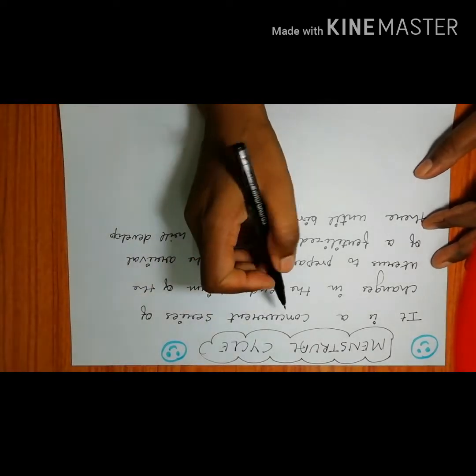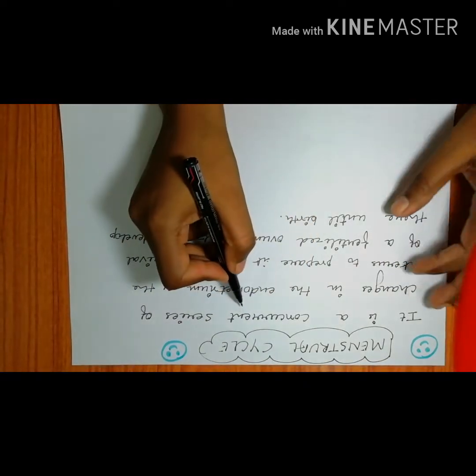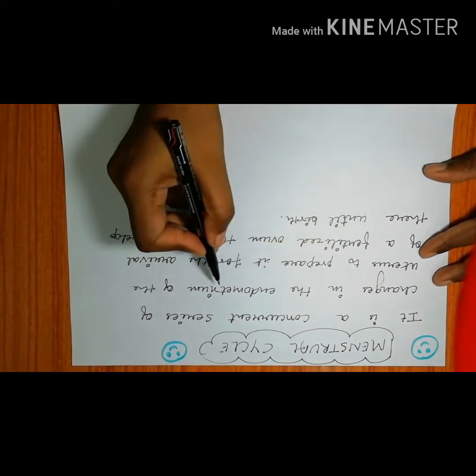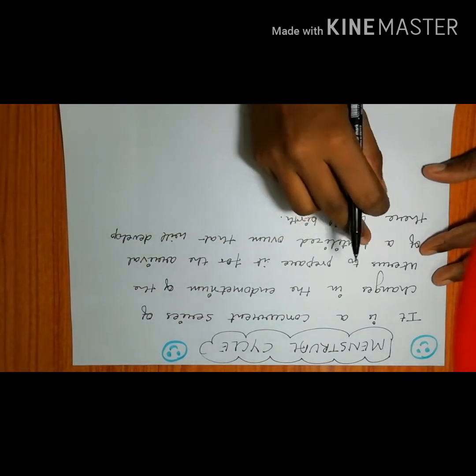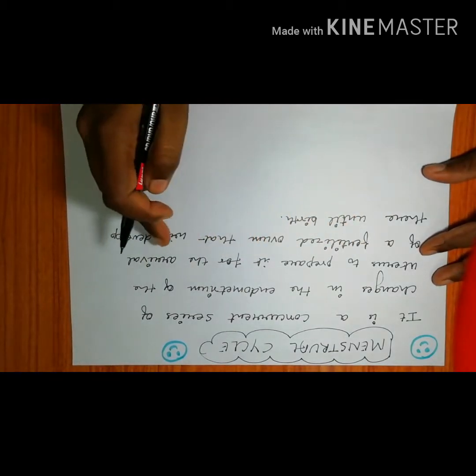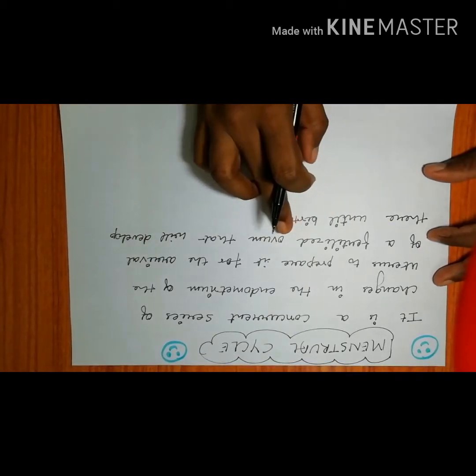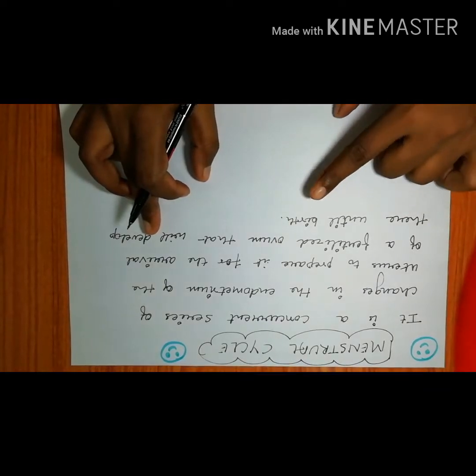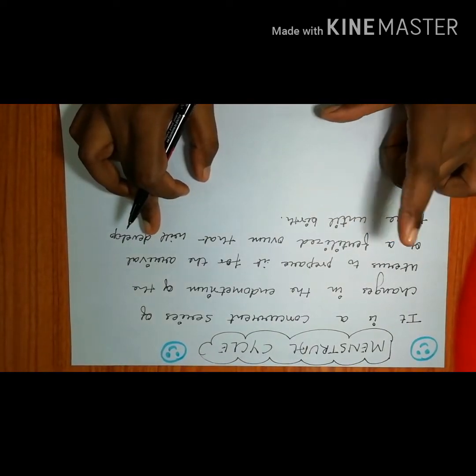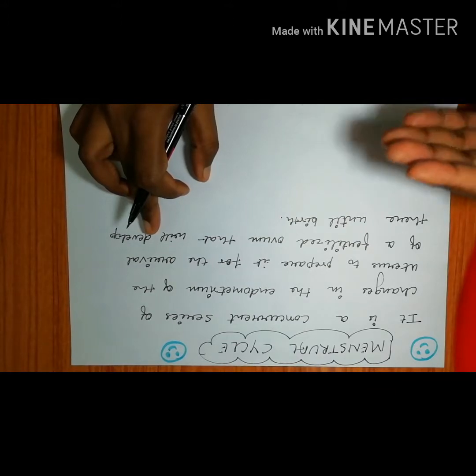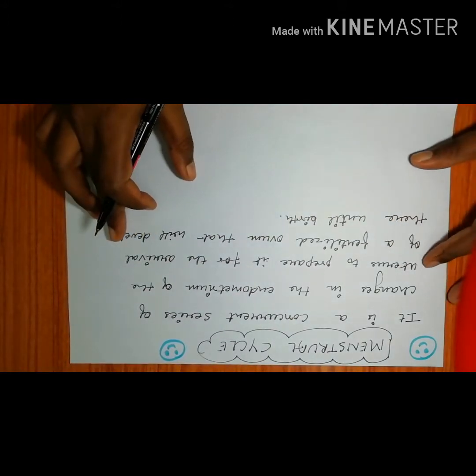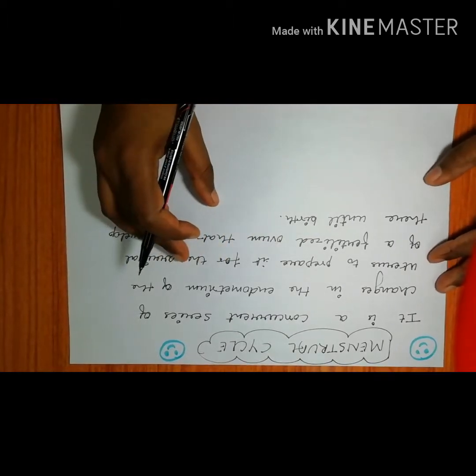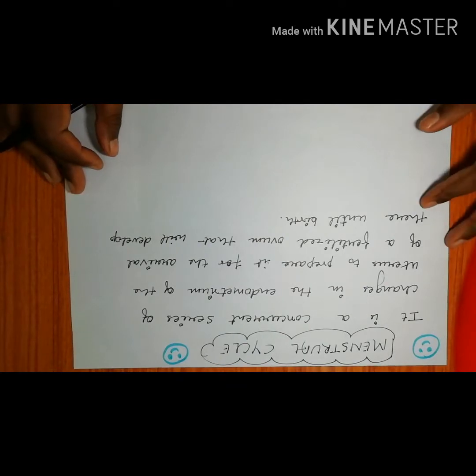So, the menstrual cycle is a concurrent series of changes in the endometrium of the uterus to prepare it for the arrival of a fertilized ovum that will develop there until birth. So mainly in the menstrual cycle, the endometrium gets prepared every month so that the fertilized ovum comes and implantation takes place there.